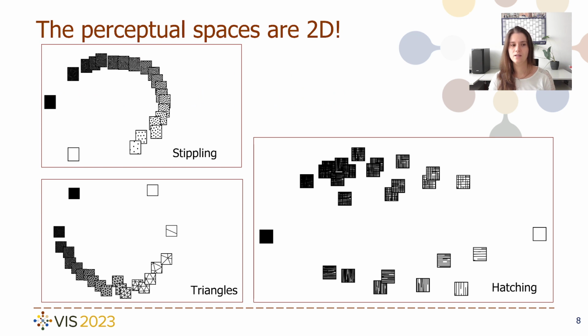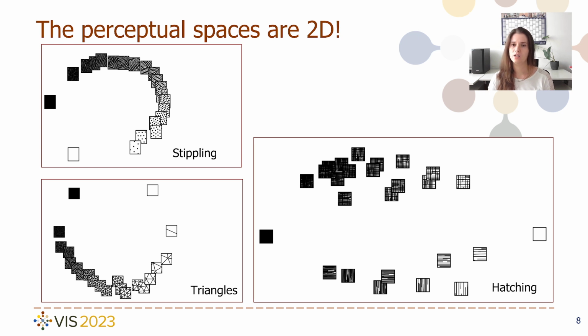Here you can see the perceptual spaces of our illustrative textures. We generated our texture sequences for stippling and triangles by varying one parameter only, the density. We expected to also find one-dimensional perceptual spaces. However, the results could not be described by one dimension. The perceptual spaces seem to be 1D manifolds in two-dimensional space.